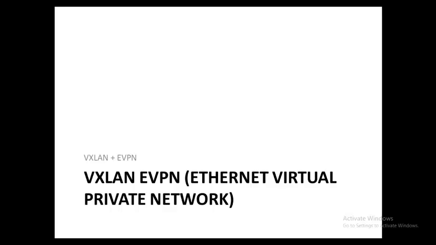In short, VXLAN EVPN is control plane oriented VXLAN. Simply VXLAN is data plane. VXLAN with EVPN is control plane. EVPN provides that control plane. VXLAN EVPN combines the VXLAN encapsulation, which we just saw, with the EVPN control plane to provide a more scalable and more efficient network virtualization solution.